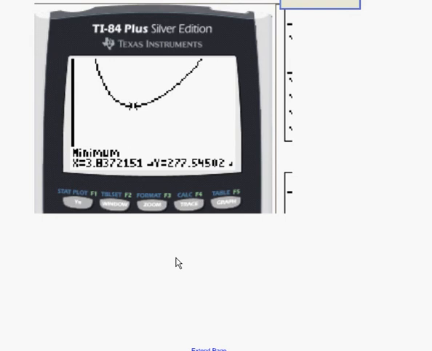So what I know is that this minimum point here has coordinates 3.84 approximately, 277.55 centimeters squared. So we can convert that into a sentence in the context of the question. We could say that when the radius of the can is 3.84 centimeters and it has a volume of 355 centimeters cubed, the minimum surface area would end up being 277.55 centimeters squared. It's a very popular optimization question.